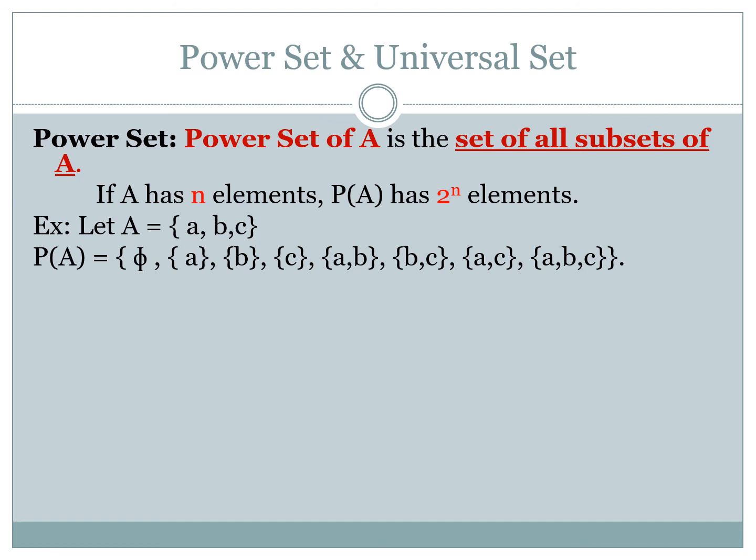Now this set A has 3 elements. So the power set has 2 raised to 3 elements. If A has n elements, then the power set of A has 2 raised to n elements. In the given example, A has 3 elements. That means the power set of A has 2 raised to 3 elements. That is 8 elements.